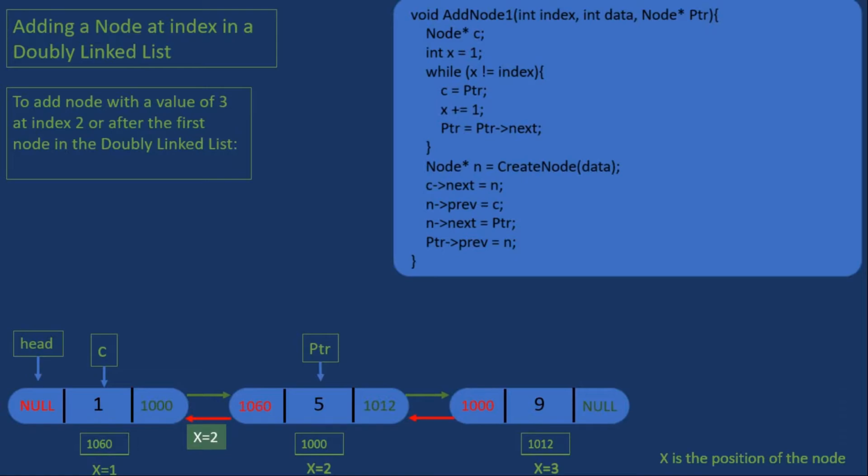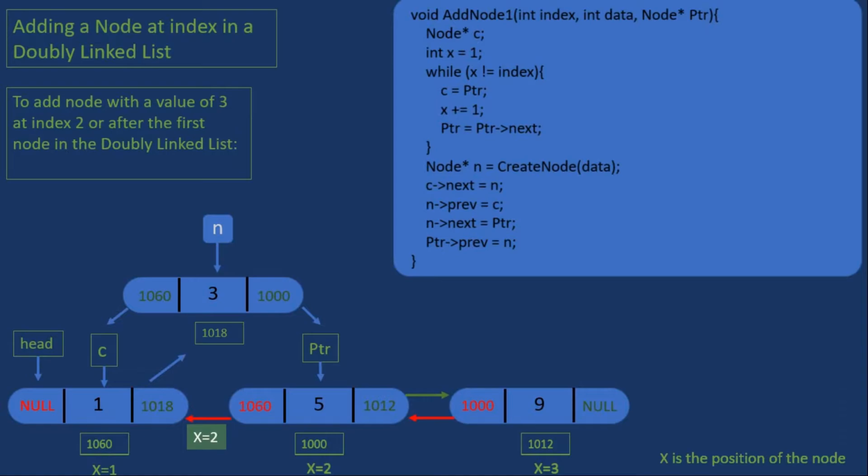Now x is equal to 2, and since x is equal to 2, same as our index, we exit the while loop and create our node. With the node pointer n pointing to the newly created node and the pointer c pointing at the node with the value of 1, we can access its next pointer and point it to the newly created node n. And you can point the previous node pointer of the newly created node to point at c. Then we want to point the next pointer of the newly created node to point at ptr.